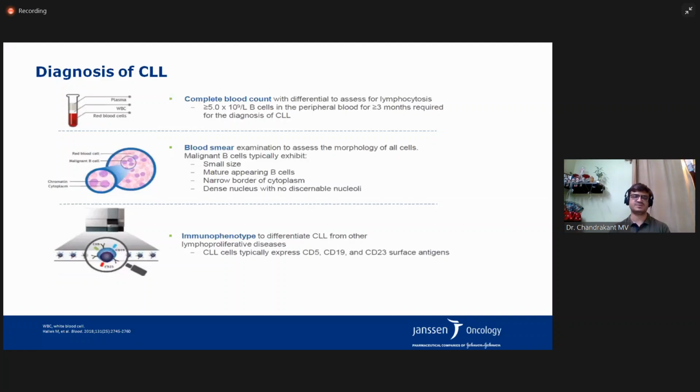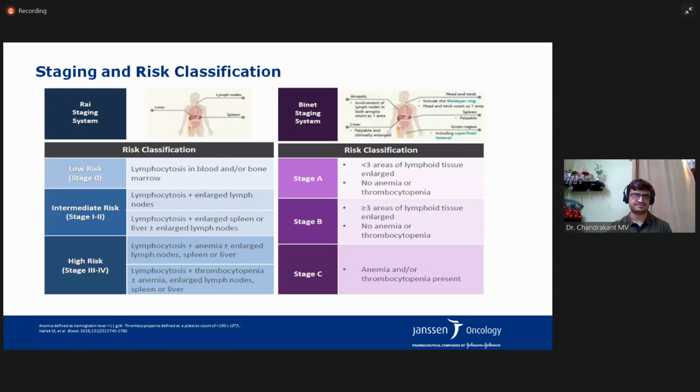So there are a lot of patients who come with a lymphocyte count of 5,000. What needs to be done? It needs to be persistent for a period of at least 3 months. The way to establish the diagnosis is by flow cytometry: CD5 positive, CD19 positive, CD23 positive, CD20 dim. So these are the ways we pick up and confirm the diagnosis of CLL.